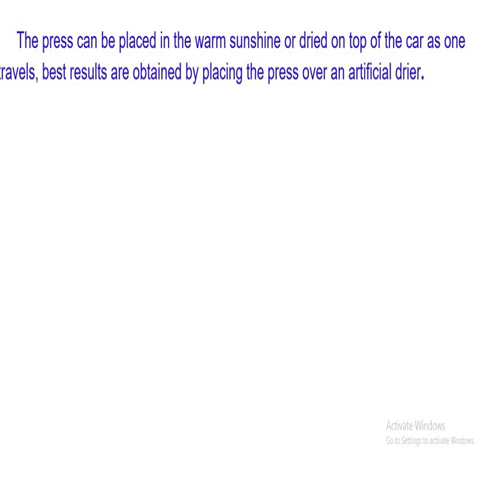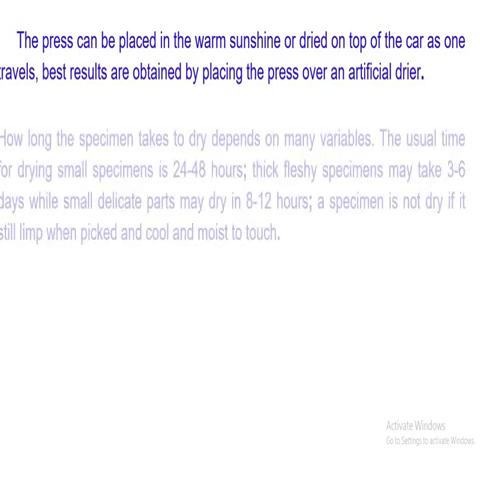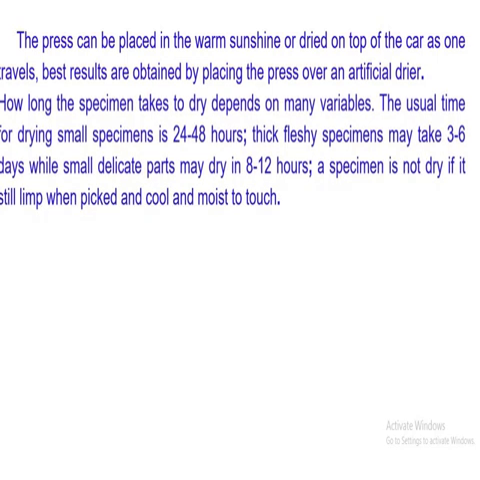Now an artificial dryer is just some wooden chamber that is supplied with some electric bulb, usually about 40 watts. So now the heat from this bulb is the one that is used for drying this particular specimen. Now how long the specimen takes to dry depends on so many variables. The usual time is just about 24 to 48 hours, that is about 2 to 3 days. But sometimes you'll find some fleshy specimens that might take 3 to 6 days.